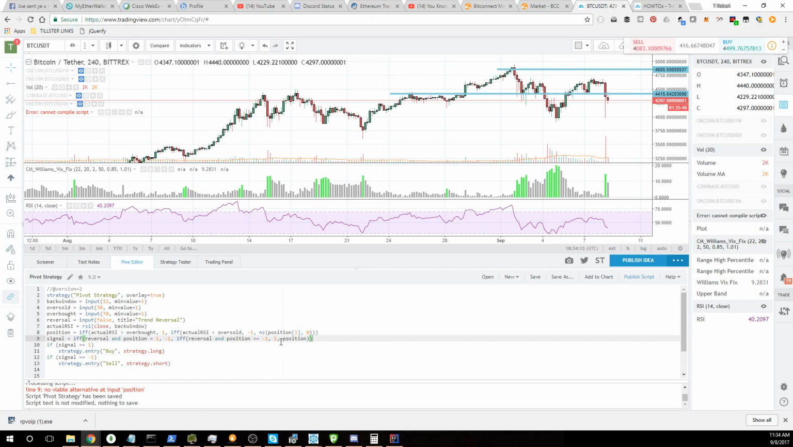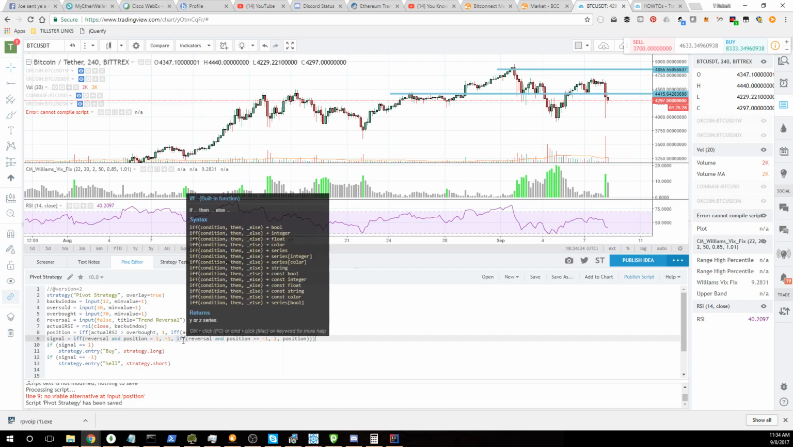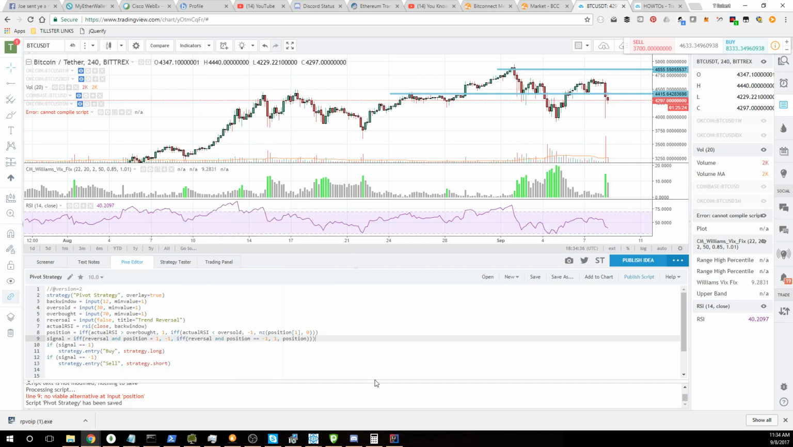Reverse and reverse is equal to -1 and position. Did I do it here too? A viable alternative at input position. Let me just puzzle through this one second. This is what I was afraid of. Always a live coding demo, and these are always how they go. Yeah, it's too many right there for sure.